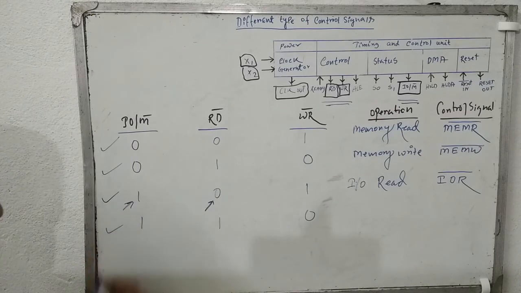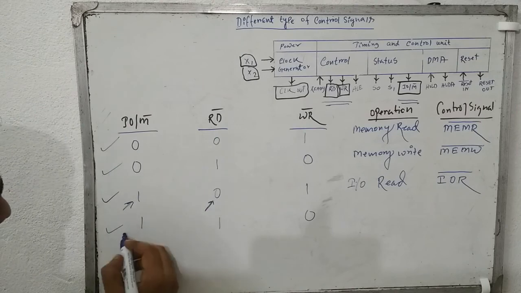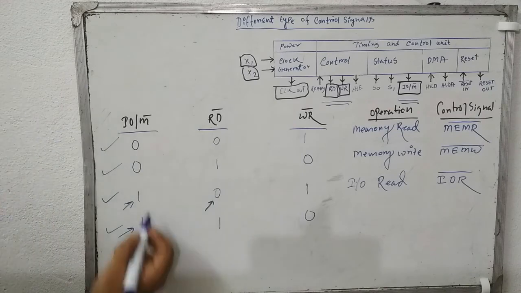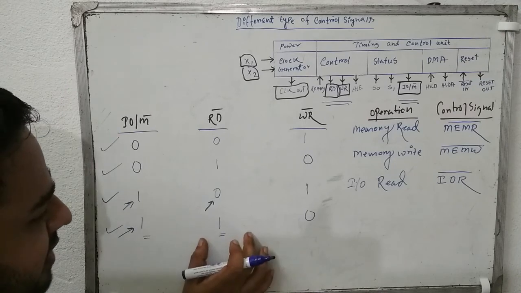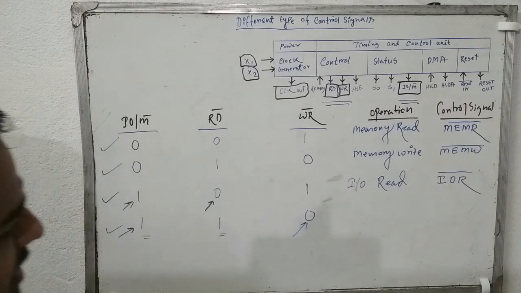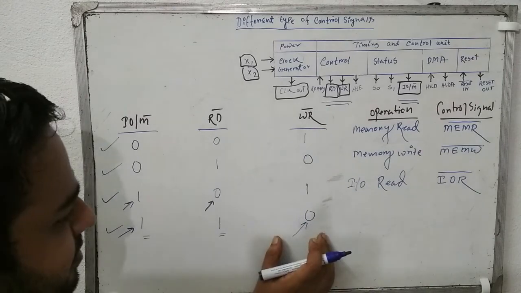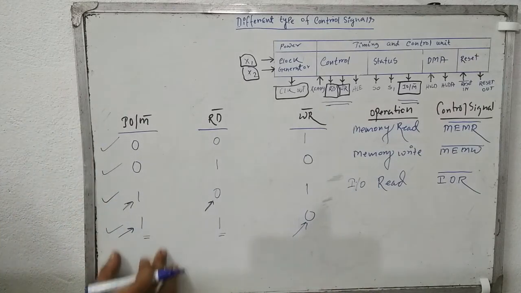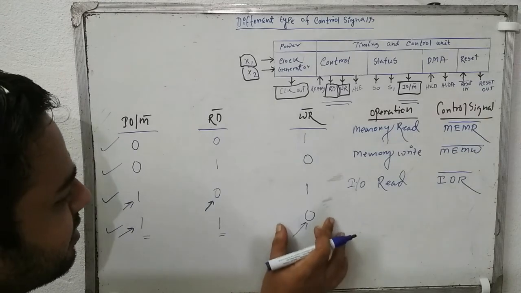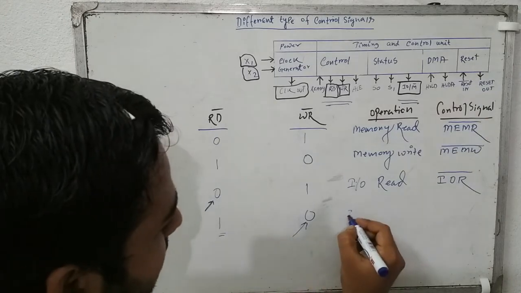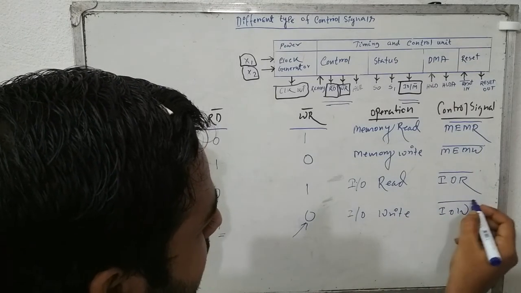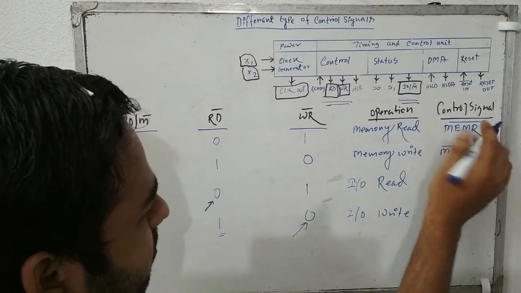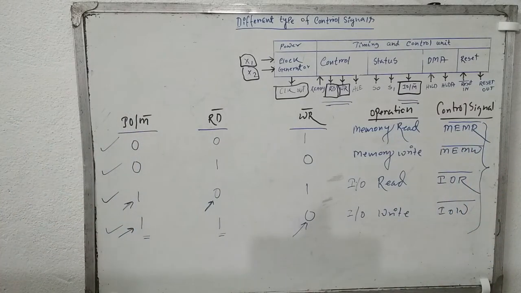Now our last, the fourth operation. As you can see, IO/M is 1, so this will be the input output related operation. The read signal will be deactivated because it has got the high value, and the write signal will be active because it has got the low value. So input output write, the operation will be IO write. All four signals are active low.